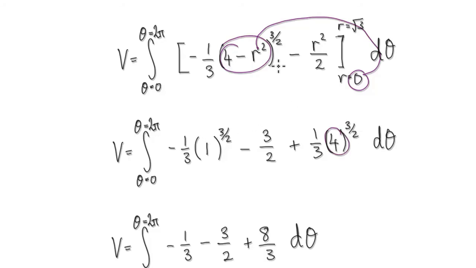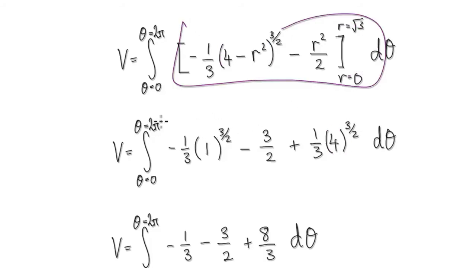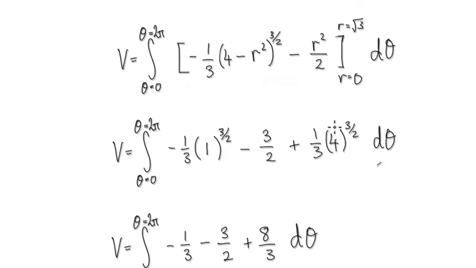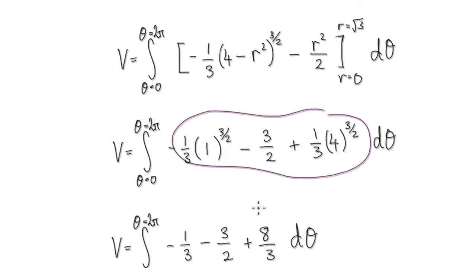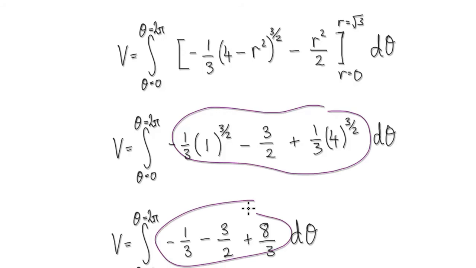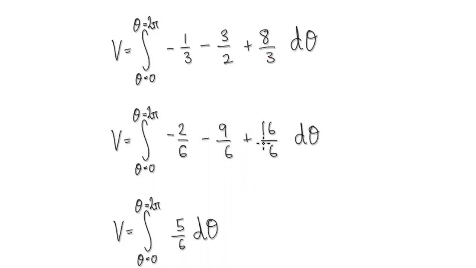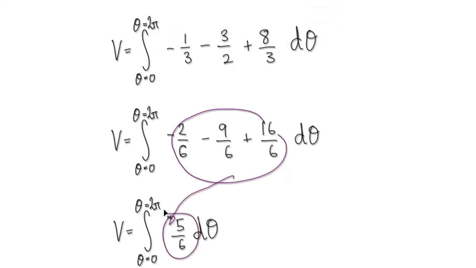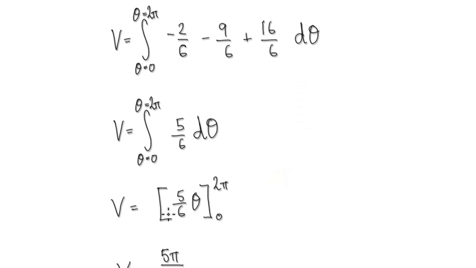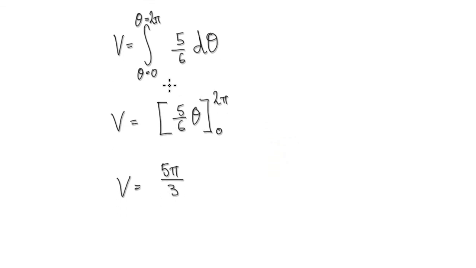And then this will take you to here. If you tidy up this whole thing, it will give you this. And then tidy it up even further, that will give you this thing here. Merge all those fractions together, that will give you this. Integrate it with respect to theta, that would then give you this. So your final volume is given by 5 pi over 3.